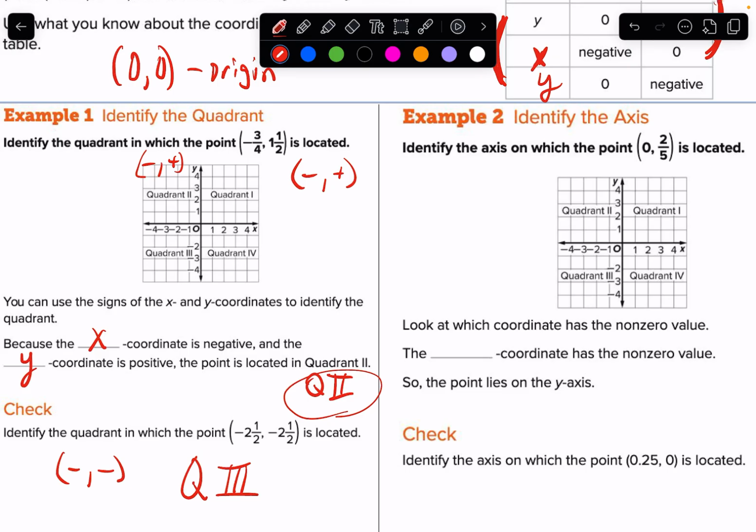Now, identify the axis. So instead of the quadrant, because we had numbers for both x and y, now we're going to figure out what axis. One of them is going to be 0, the other one's going to be a number. So identify the axis on which the point 0, 2/5 is located. So I did not go left and right, but I went 2/5 in the y direction. So that one's positive. So no left and right, but I went 2/5. So I'm only in the up. So this is the y-axis.